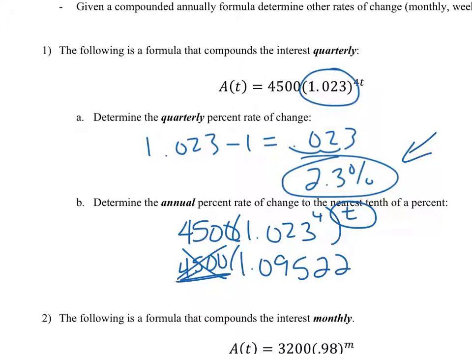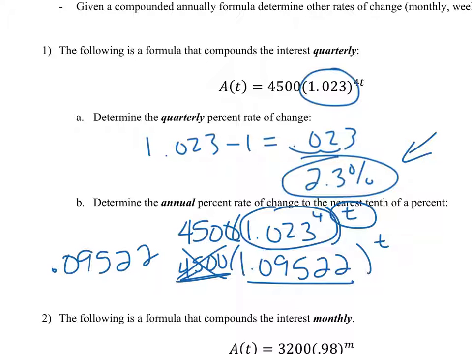Okay, so this is the number that's in there if I just raise this to the 4th power. We kind of did this before, and we do the same basic idea. We do this minus 1, and we wound up just taking off the 1. So the percent rate of change is this. I move it over 2 decimal places. So to the nearest tenth of a percent it would be 9.5%. And that kind of makes sense. If you have 2.3% every quarter, then over the course of a year, 9.5% makes sense.